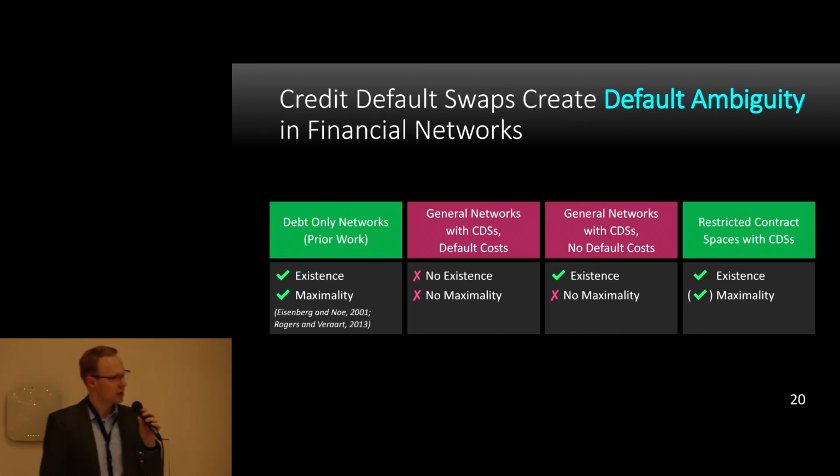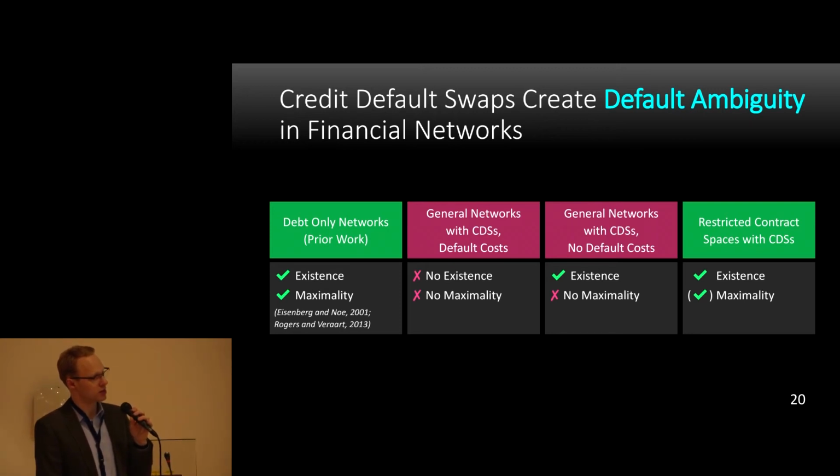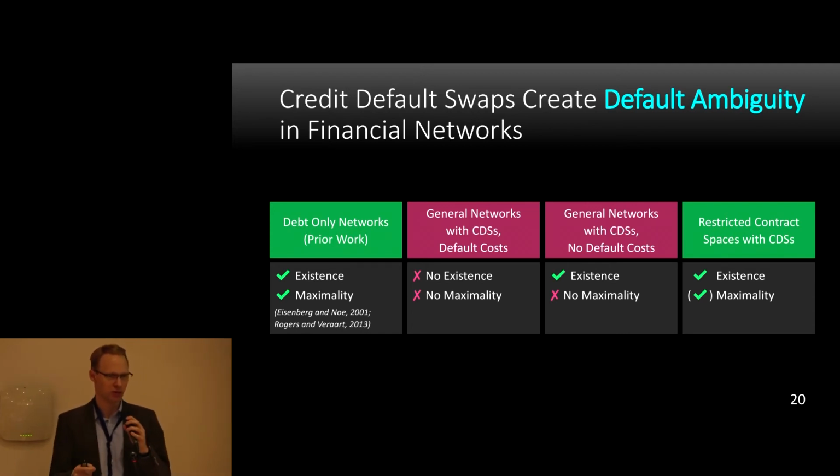One side note: if you don't have default costs, you actually get existence, but the way you get it is because of a fixed point theorem, because then the function you're looking for the fixed point of is continuous. And so you can apply a fixed point theorem, but this proof is not constructive. And I'm going to come back to that later.